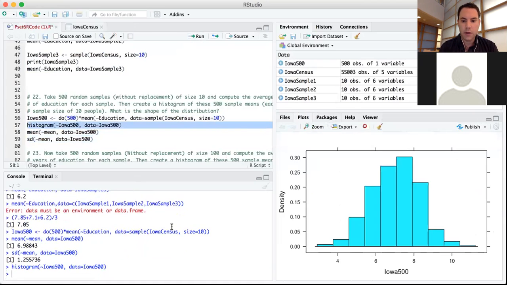So we're running the histogram command, and here we can see how that histogram looks. We can see that it's roughly symmetric, and there's not that much variability here. It's actually quite mound-shaped. You could say it's normally distributed.